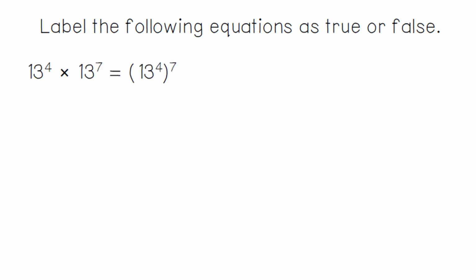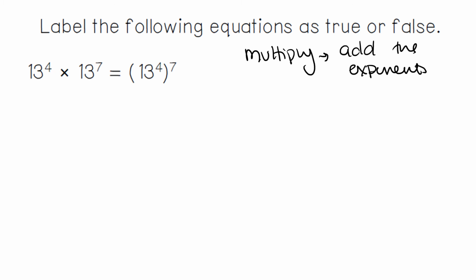For this problem, again, we're going to solve each side and decide if it's true or false. So starting with the left-hand side is a multiplication problem. And we know that when we multiply, we are going to add the exponents. And so we can add our exponents 4 and 7 to get 11. So we have 13 to the 11th power on the left-hand side.